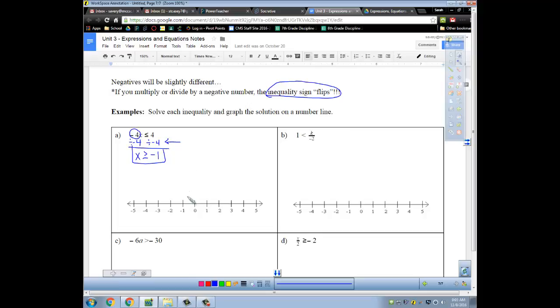So I'm going to graph this on a number line. So this is going to be a closed circle on negative 1 going to the right.